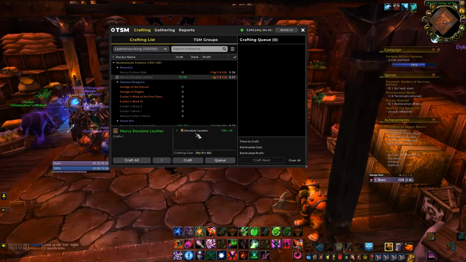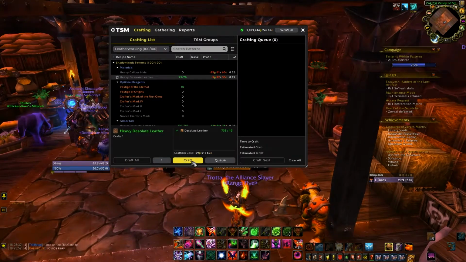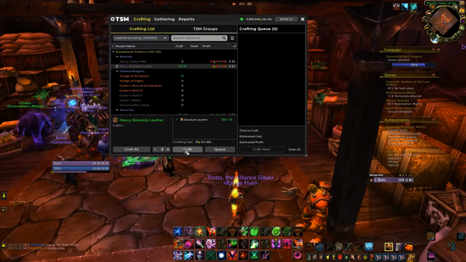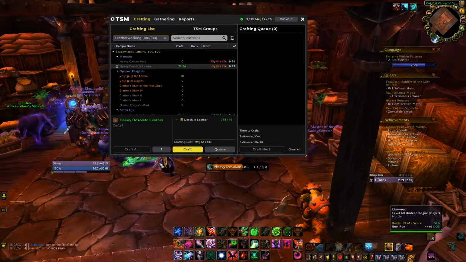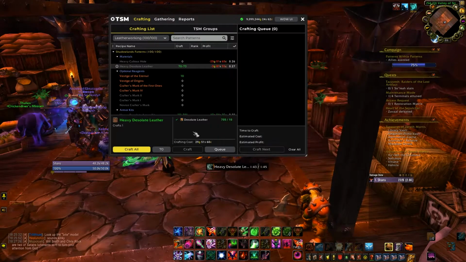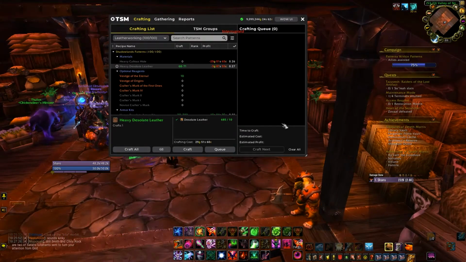So let's say I needed to make that. It's pretty straightforward. You see it's already set on 1. I can just hit craft, and it's going to craft it. I could up this to 2 and hit craft. It'll craft 2. The other option is just click craft all. It's going to start crafting as many as I can. So that's just the basics of this module.